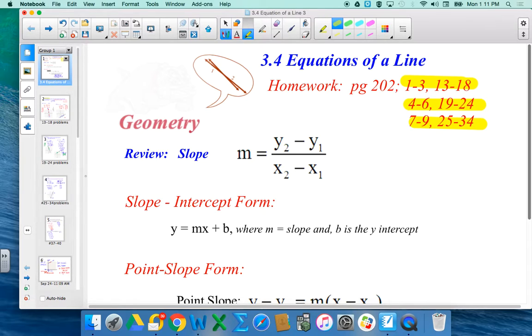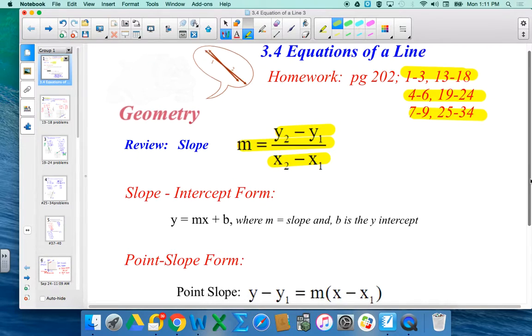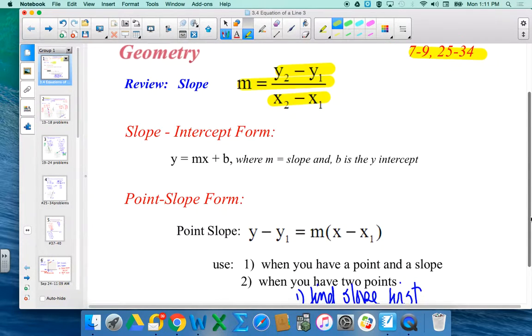Last week we went over the slope of a line. The equation for slope of a line was y sub 2 minus y sub 1 over x sub 2 minus x sub 1. When we found the slope, I will put that program on y'all's calculators later after I finish all this.